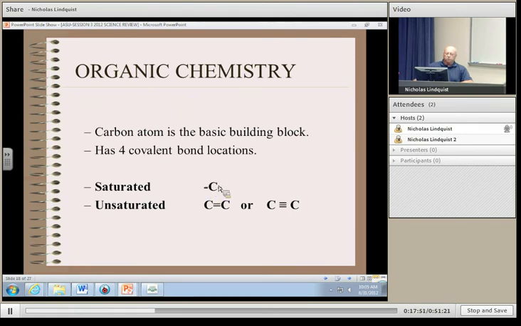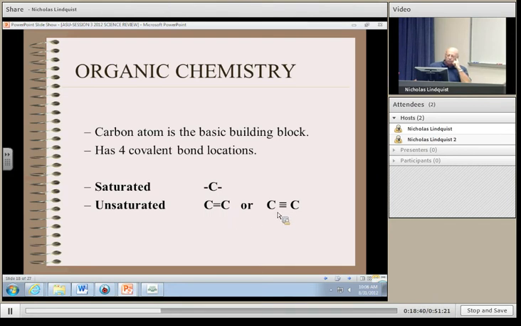Now, when we have a carbon element and it has individual other elements bonded to it, we refer to that as being a saturated carbon. Saturated means we've got 4 bond locations taking place on that carbon. When we talk unsaturated, it's when we have 2 or more carbon elements sharing the bonds. So in this first example here, you can see we have 2 carbons sharing a double bond. In the second example over here, we have 2 carbons sharing 3 bonds.